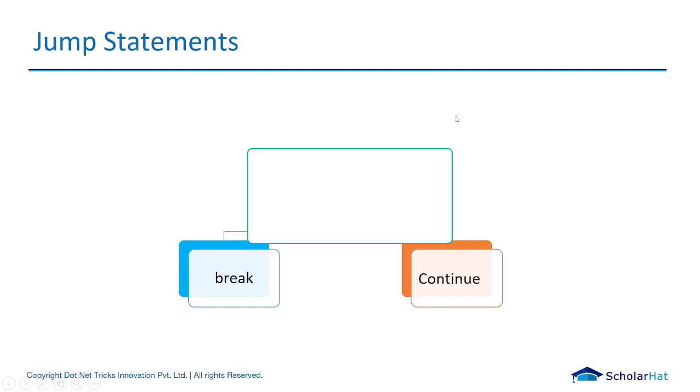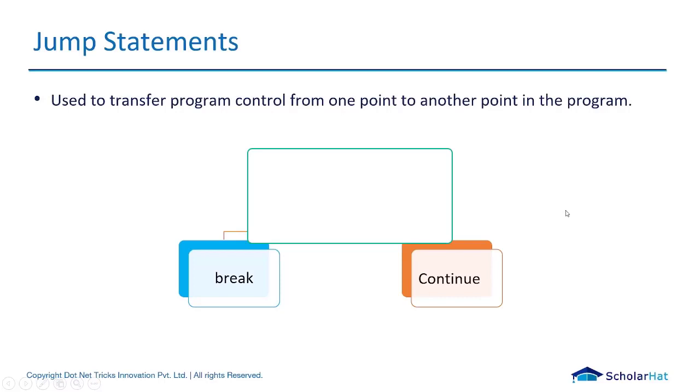So our next topic is jump statement. There are two types of jump statements, break and continue. These jump statements are used to take control of the program from one point to another. There is another jump statement, the goto statement. We do not need to study that because it is obsolete now. So we'll go one by one, that is break and continue.